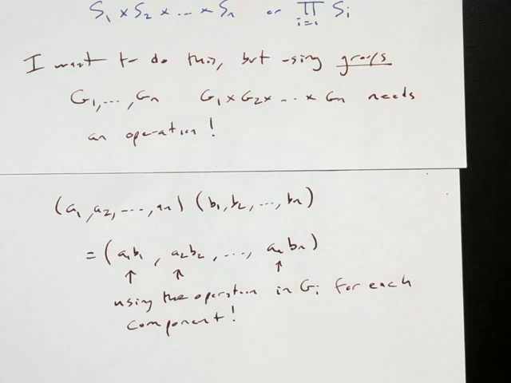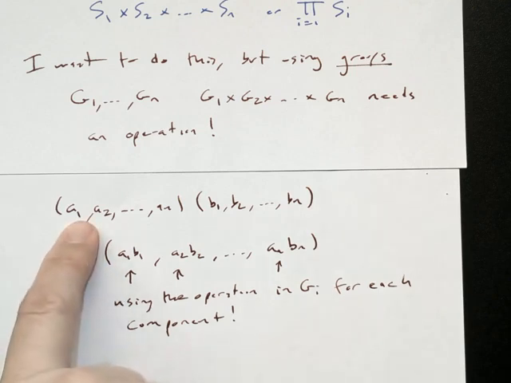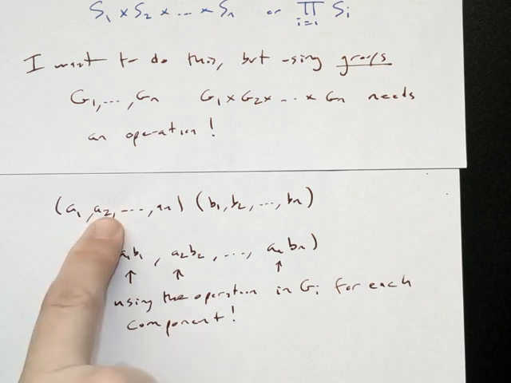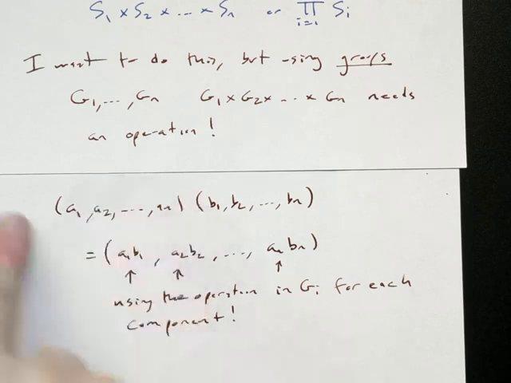Is there an inverse? Sure, because whatever this element is in group 1, it's got an inverse in group 1. Whatever element this is in group 2, it's got an inverse in group 2, and so on. So as long as each individual thing has an inverse, then this whole ordered thing has an inverse. This is a group.